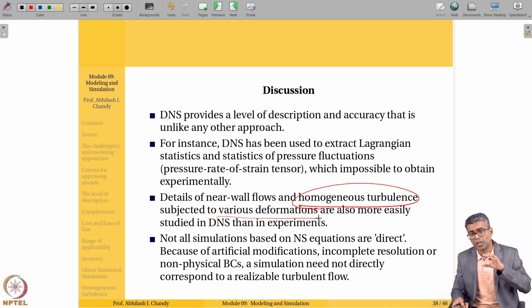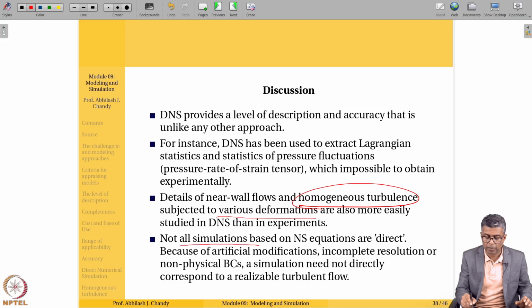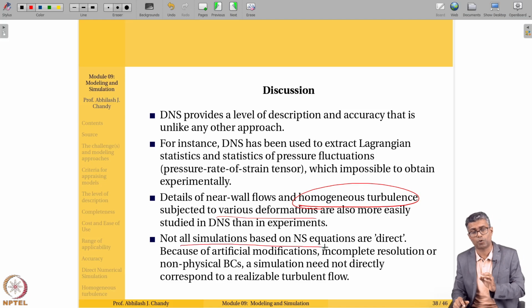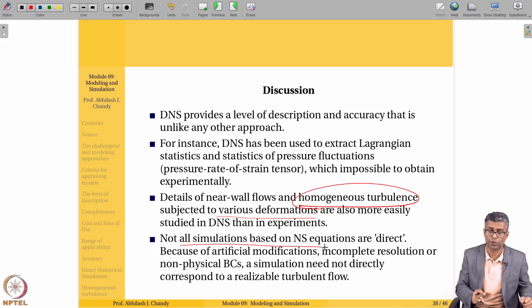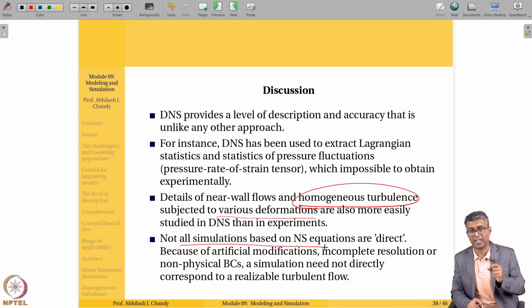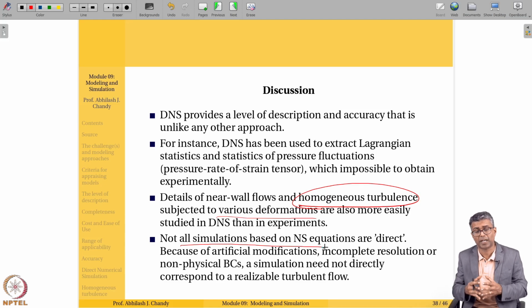But all that said, not all simulations based on Navier-Stokes equations are direct. Yes, when we are solving the Navier-Stokes equations directly, we are solving it without any other specification. True, but there is an additional catch here which we had discussed earlier. There is the whole idea of getting the right boundary conditions from the experiments, and sometimes that is not easily obtainable. Getting the right boundary conditions may not be straightforward.